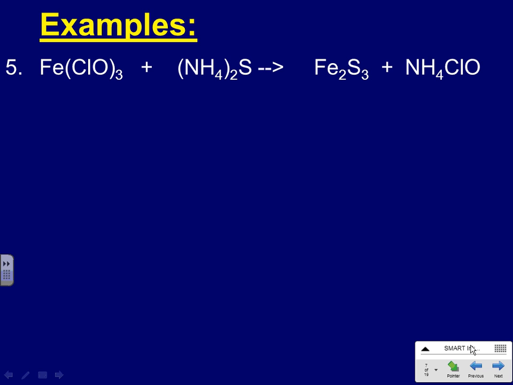This one looks chaotic. But if we look closely at it, hopefully we'll notice something. What are we noticing here? What tactic can I use here? Atlee? Yeah, exactly. I've got polyatomic ions all over the place, and they're staying together.